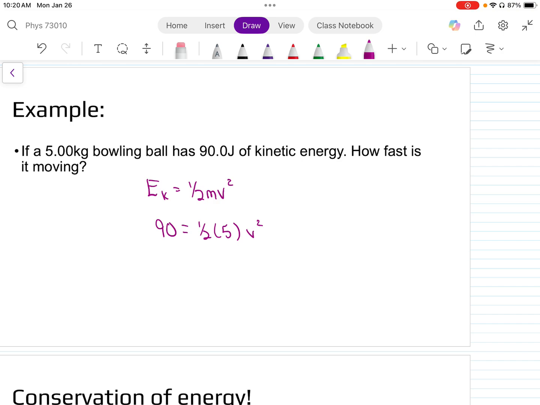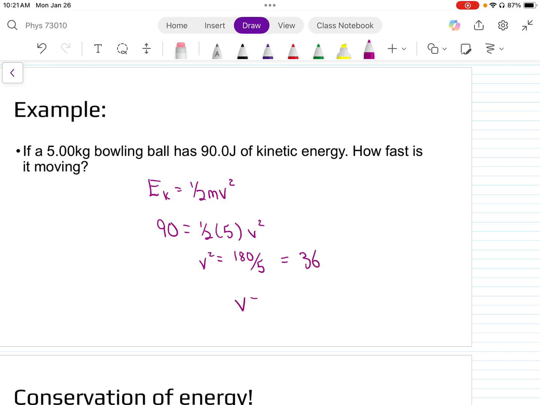I would multiply the 2 over, so I get v squared equals, multiply by 2, 180. I would divide by 5. Calculator work. I got 36. That's v squared. To get v all by itself, we need to square root both sides. The square root of 36 is 6. If we want to be fancy, matching the question, it needs 3 digits. So 6.00, and that's in meters per second.